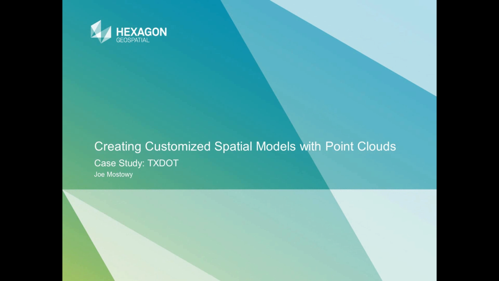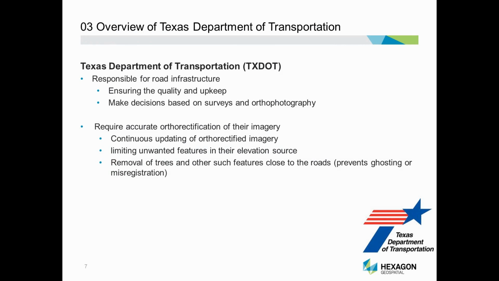So the next thing I wanted to touch on here was creating spatial models with point clouds, but using a case study from the Texas Department of Transportation. The reason the Texas Department of Transportation is useful here is because they deal with road infrastructure. They need to ensure the quality and upkeep of the roads, which is their pivotal point for requiring imagery or point cloud data, and they make decisions based on these surveys and these ortho photos that they're using.